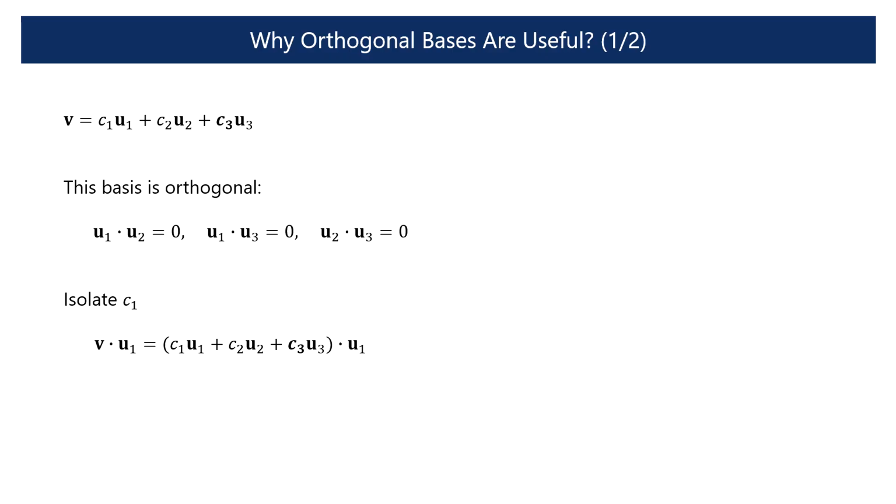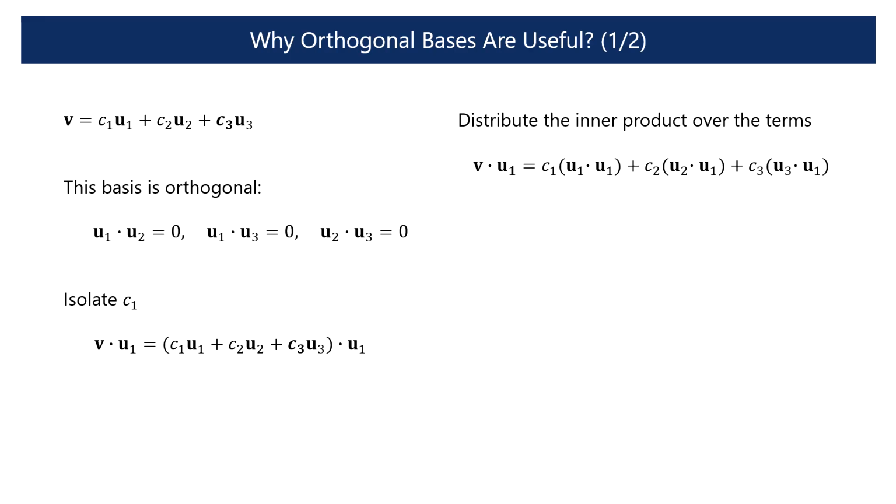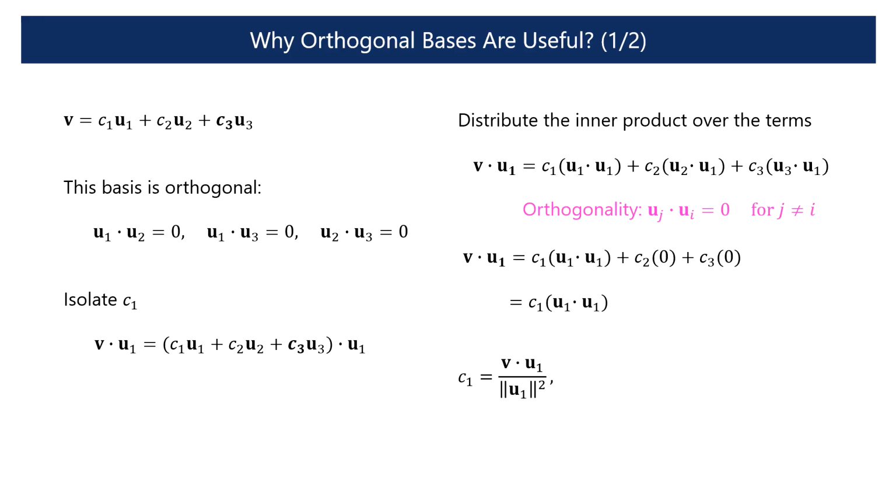To isolate c1, take the inner product of both sides of the equation with u1. The inner product is linear, so you can distribute it over the terms. In an orthogonal basis, the inner product of any two distinct basis vectors is 0. Thus, all terms except the one involving u1 vanish. So, we can simply express c1 by this fraction. Similarly, we can obtain c2 and c3 as these fractions.